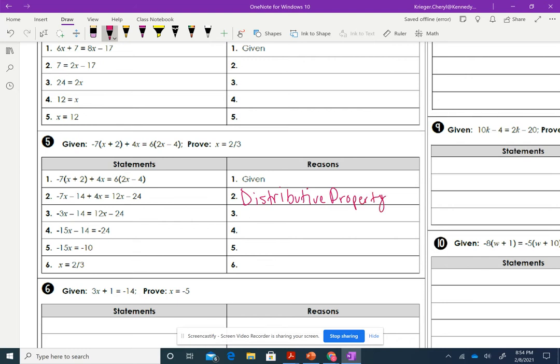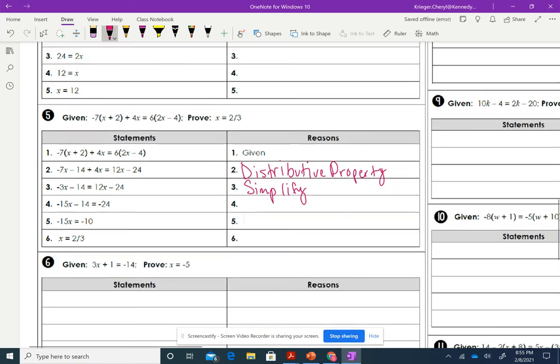Okay, so then what happens? Well, look at the left-hand side of the equal sign. We have negative 7x minus 14 plus 4x. So they're combining the negative 7x plus 4x and making it negative 3x. And that's the only thing that they changed. Okay, so when that happens, we just say that they simplified. So simplify. It's not a property.